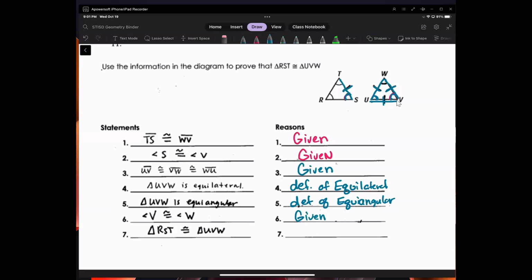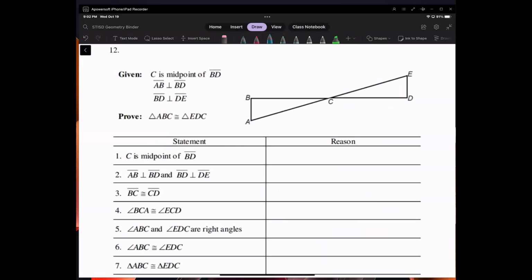So how do we know that the two triangles are congruent? Triangle RST is congruent to triangle UVW because of angle, side, angle. Angle, side, angle.